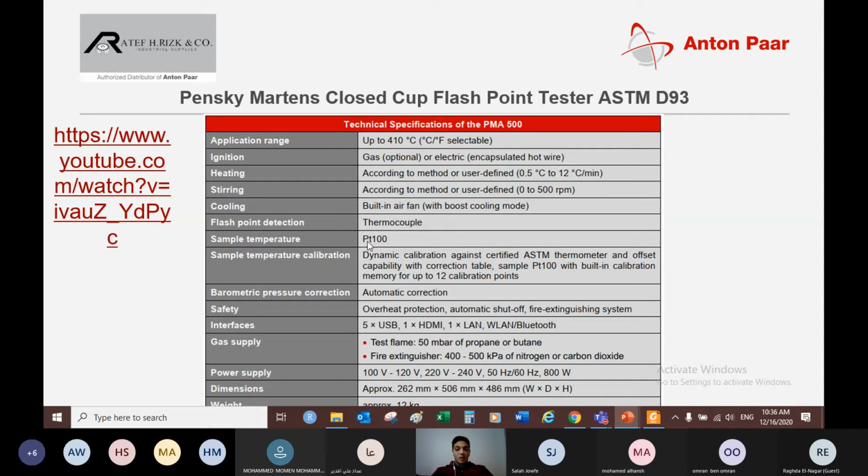The detection is thermocouple, and the temperature sensor is PT100, and we have automatic calibration of temperature and the pressure, and also the movement of the igniter. We have overheat protection and automatic shut off. We have 5 places for USB so that you can do data export and import.